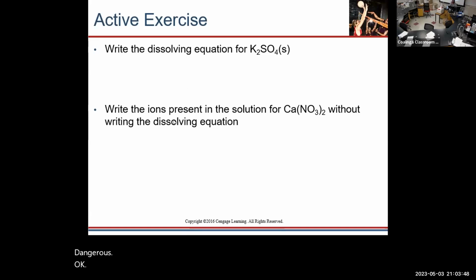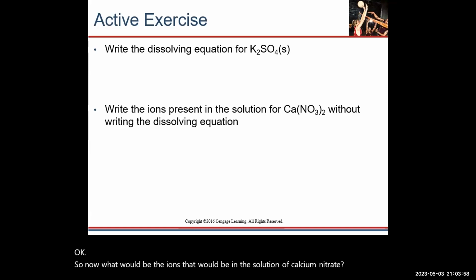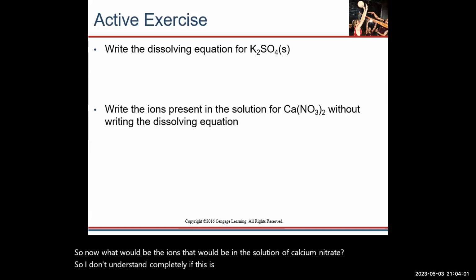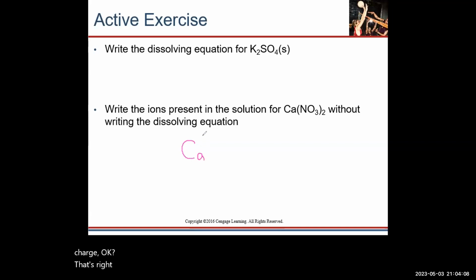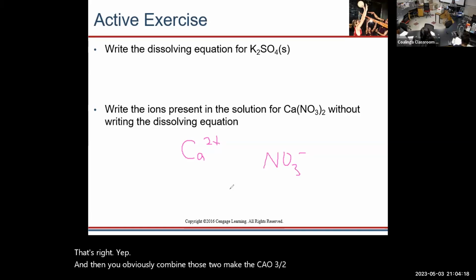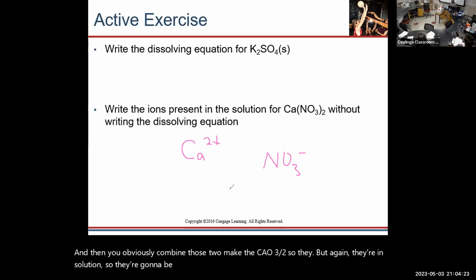Okay, so now what would be the ions that would be in the solution of calcium nitrate? I didn't understand completely if this is what you were supposed to do, but I put calcium with the 2 plus charge, plus NO3 with the minus charge. Is that what it's just asking to do? And then you obviously combine those two to make the CaNO3 too. Yeah, but again, they're in solution, so they're going to be independent of each other. Oh, right. Okay.